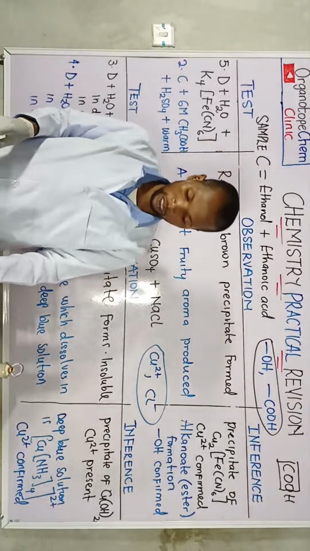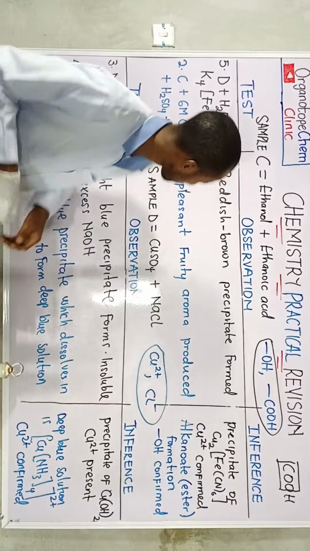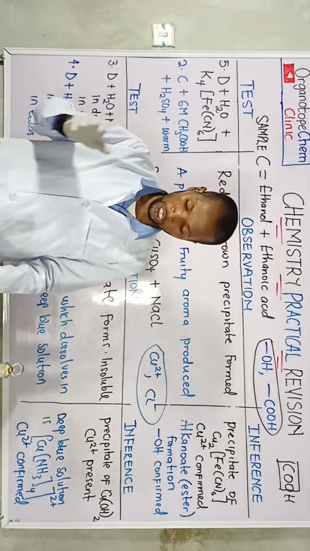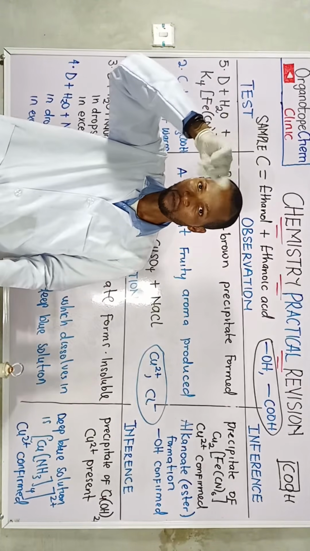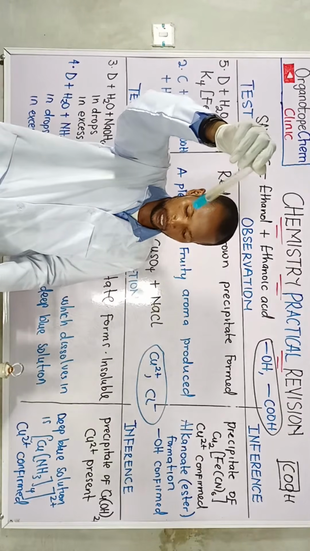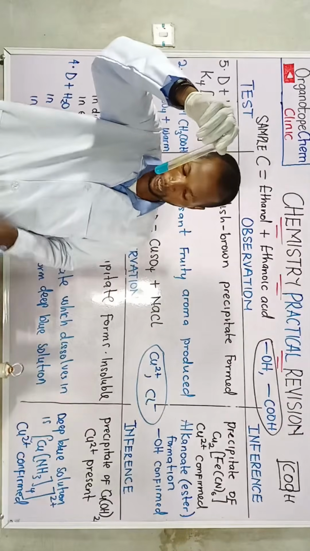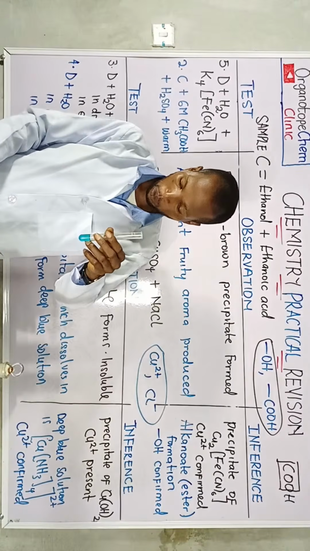Now write the question. The next test, that's Roman numeral number 6. So another portion of the solution in Roman numeral 1, when we formed the solution. Okay, this is the portion we are talking about. So another portion of solution had silver nitrate solution.